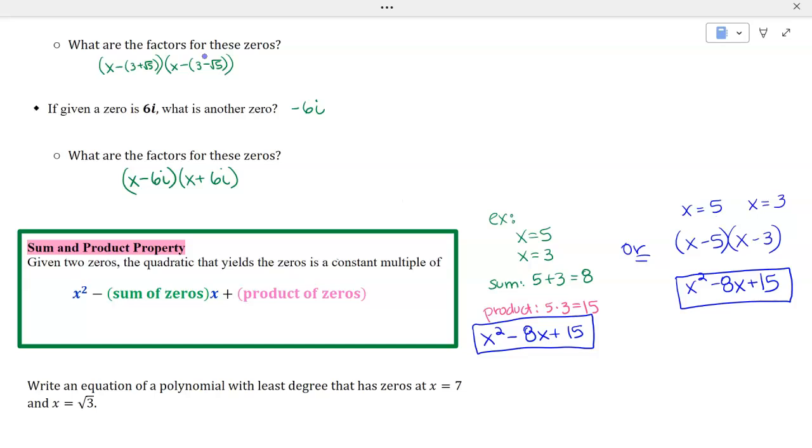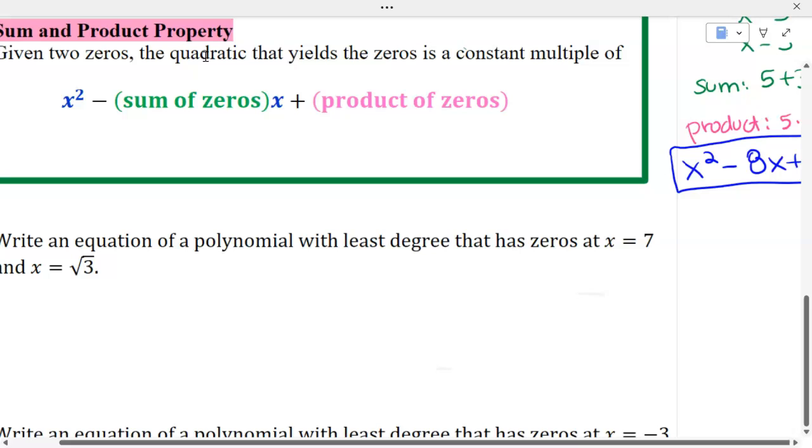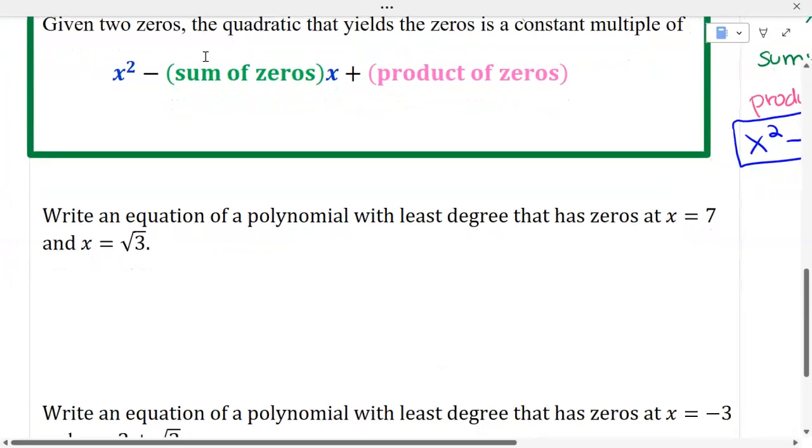So you may be asking yourself, Miss Elrod, why did you do that for these zeros that we were given? And typically you may not do sum and product there, but you definitely are going to want to do sum and product when you are talking about irrational zeros or if you're talking about complex zeros.